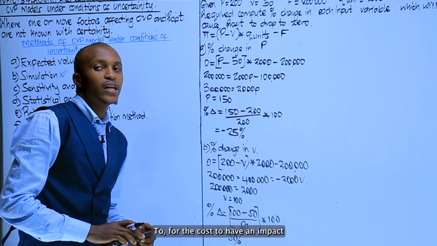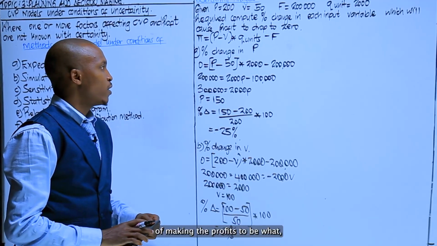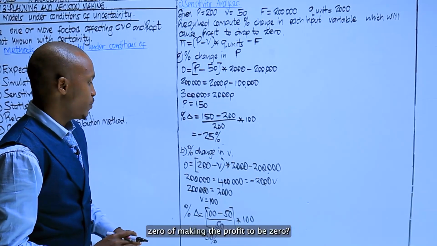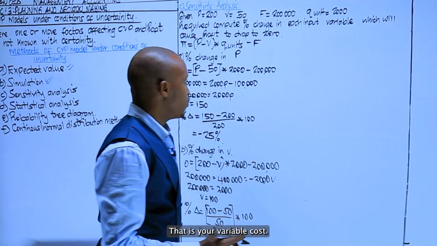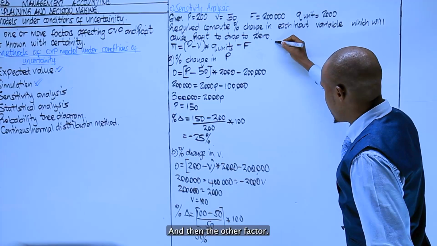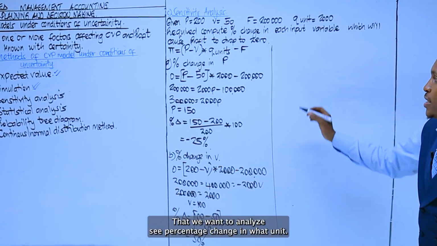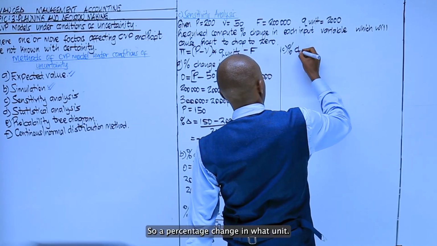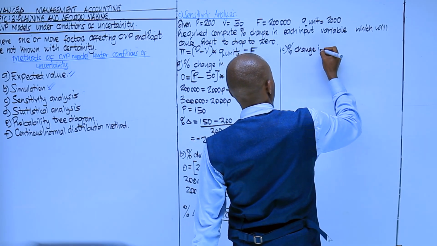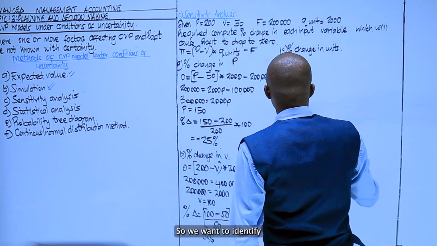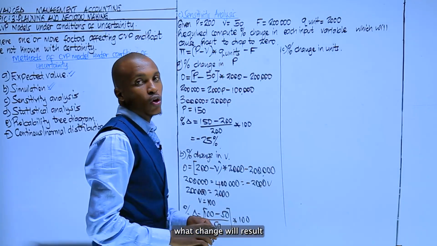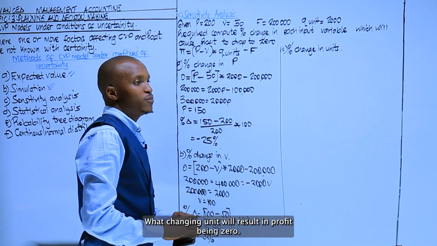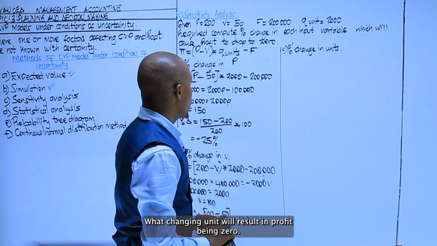For the cost to have an impact of making the profit to be 0, that is your variable cost. Then the other factor that we want to analyze is the percentage change in units. So we want to identify what change in units will result in profit being 0.